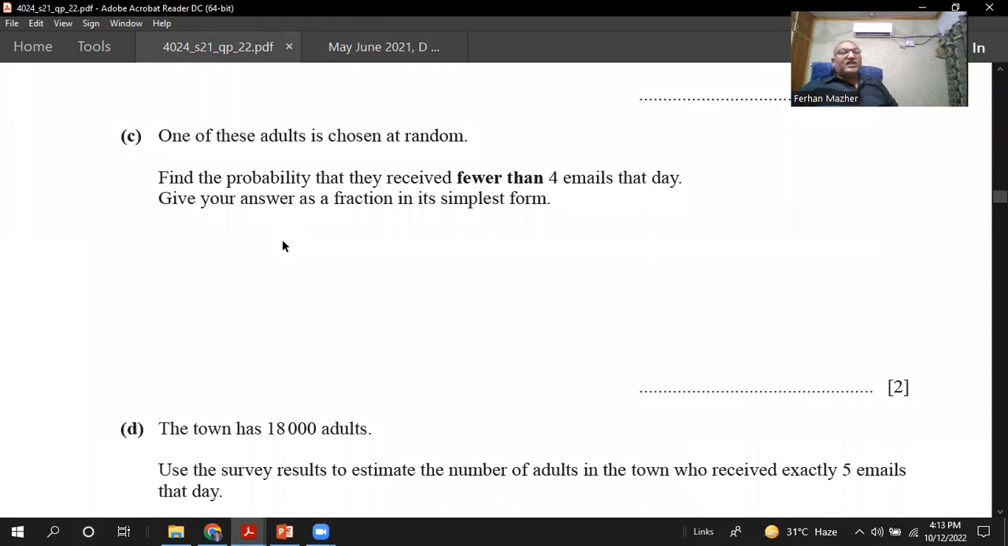Then the next question is, one of these adults is chosen at random. Find the probability that they received fewer than 4 emails that day. Give your answer as a fraction in simplest form.